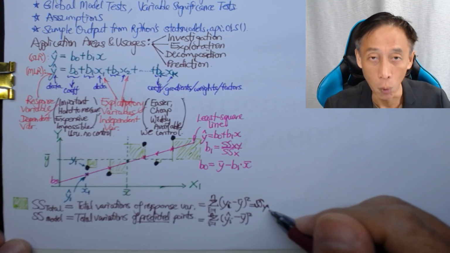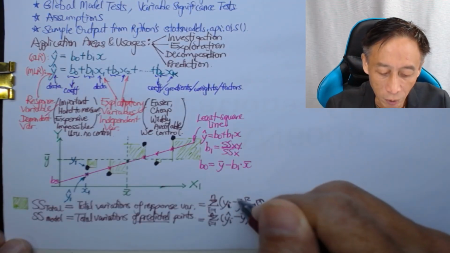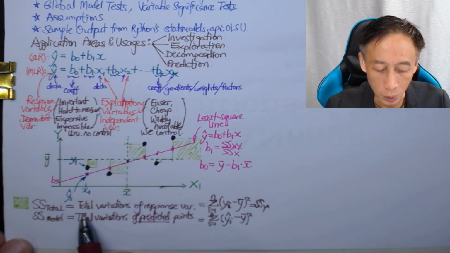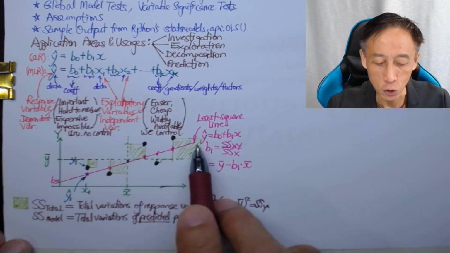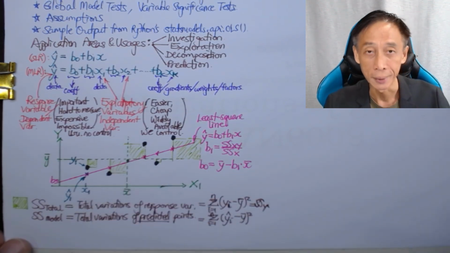So SSY is the overall fluctuations, right? Overall sum of squared deviations from Y bar. But we kind of appreciate this SSY in a new light. We call it the SS total. That means there are these total fluctuations that we have on hand, that we observed in Y.